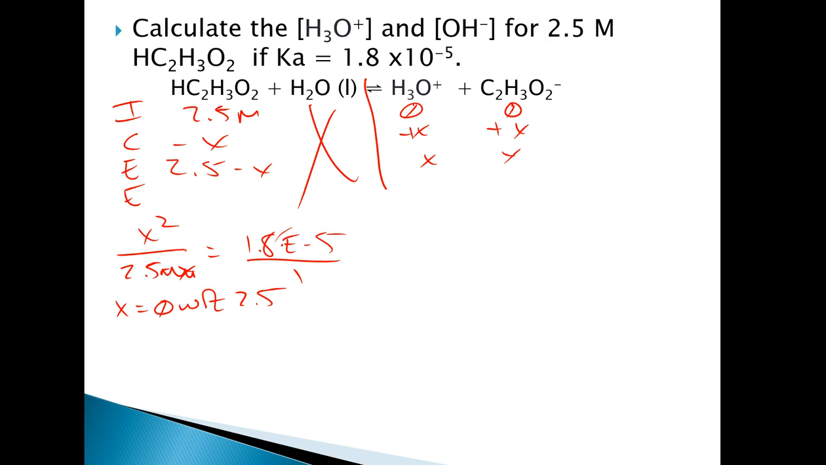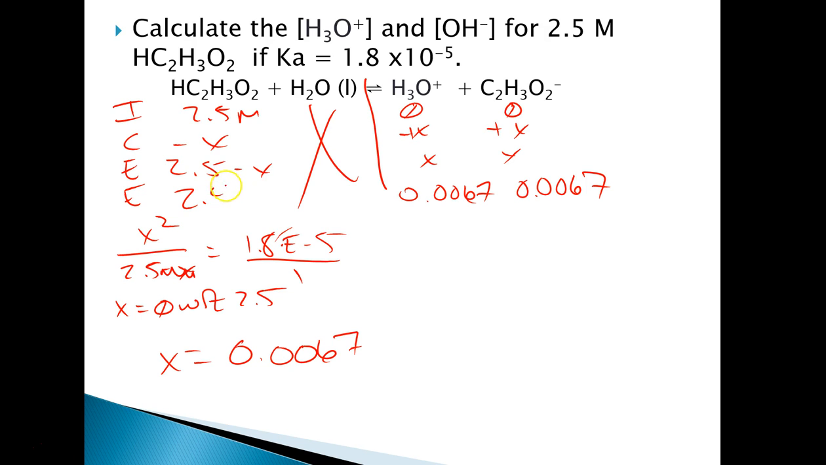You're going to cross multiply, and take a square root. And x equals 0.0067. Goes right here. And if I wanted to subtract, I get 2.4933. Something like that. Okay, doesn't make a huge difference.